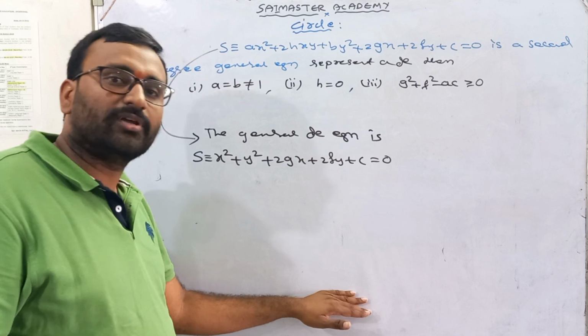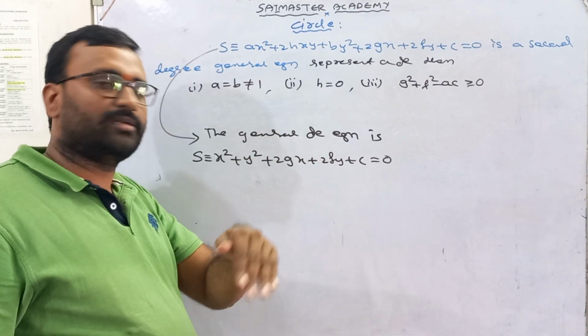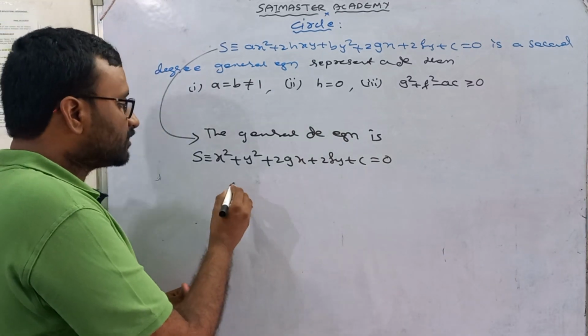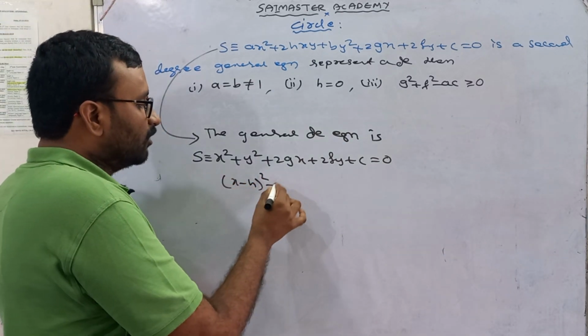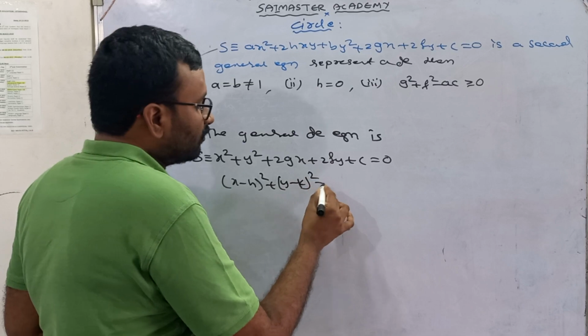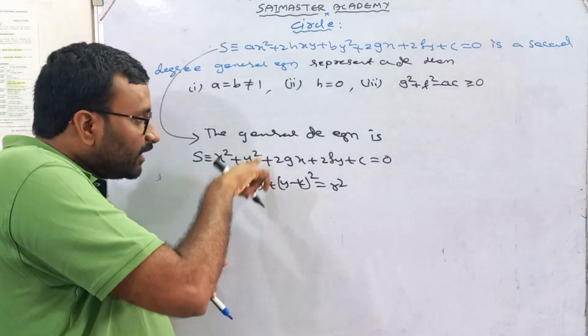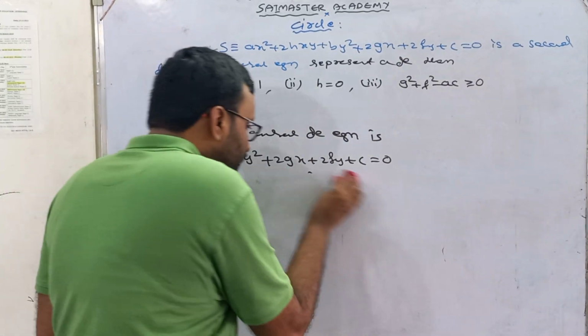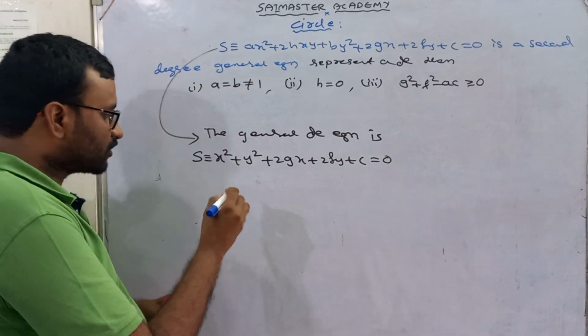If you want that process, I will give it to you, or you can see the proof in your textbook of how we can convert into standard form. What is standard form? We have x minus h whole square plus y minus k whole square equal to r square. This is the standard form. We can convert this equation also into the standard form. After conversion, you will get it in this form.